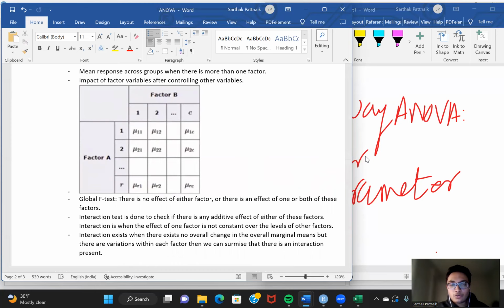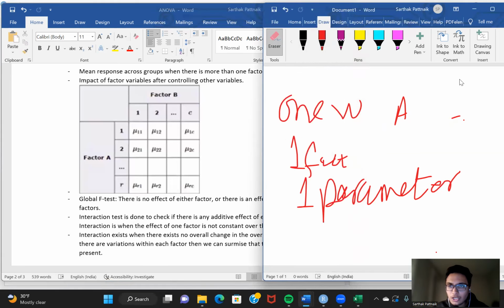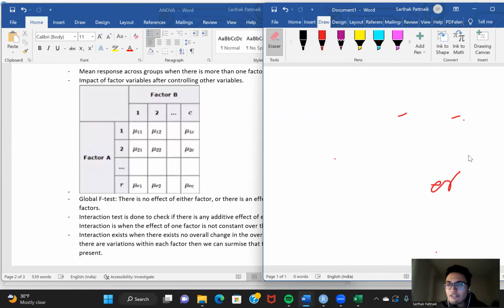So here in two-way ANOVA, what we are trying to figure out through our global F test is which factor has an impact on our group distinction. Which factor actually has an impact on distinguishing the groups, whether it is factor 1 or factor 2 or both. We still don't know exactly, but our goal is to figure out which factor has an impact. And how do we do that? We do that by taking one factor at a time, keeping the other factor constant.